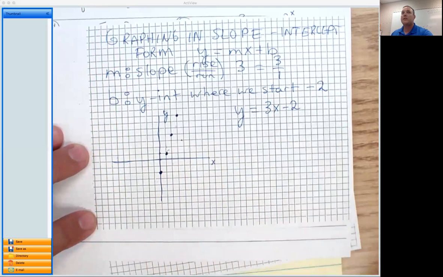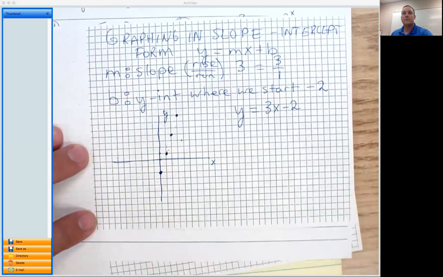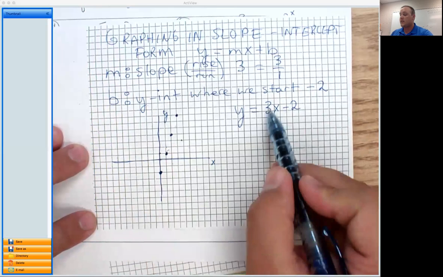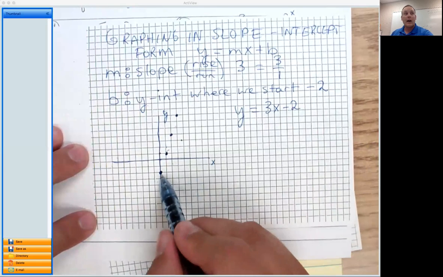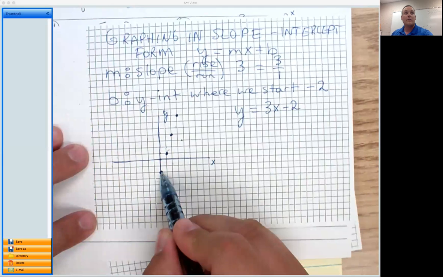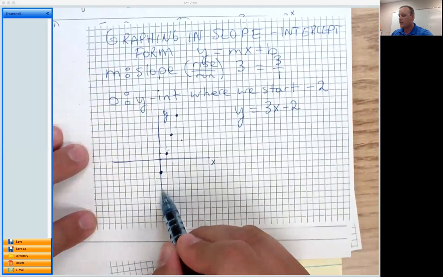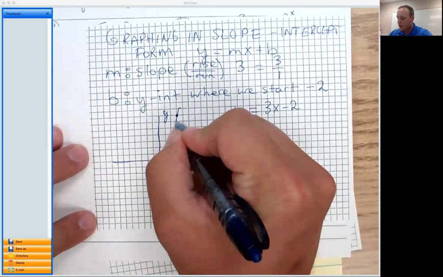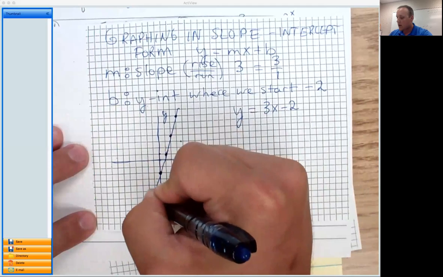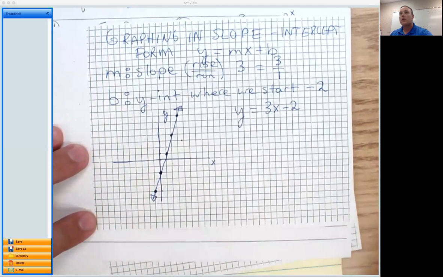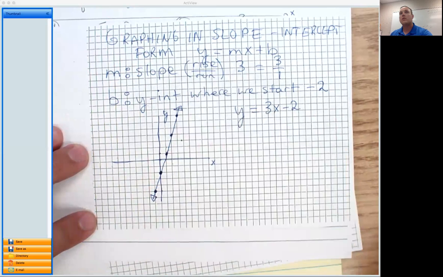So you should always complete that right side of your graph first. Because this gives you direction. You're either up and to the right or down and to the right. Since this is positive, we went up. So now I have to reverse my pattern. Down 3, which direction? To the left 1. And I draw my line going through that.